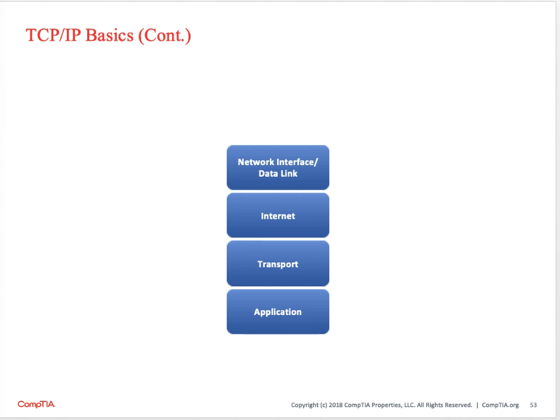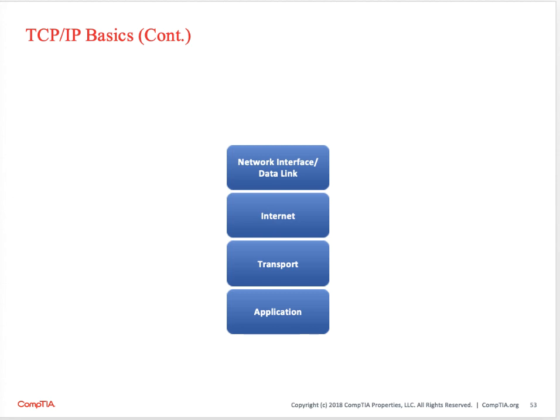There are several layers to the TCP/IP model. We have an application layer, a transport layer, an internet layer, and a network interface slash data link layer. The network interface layer is going to enable network software to transmit data on the physical network via adapters or network cards.